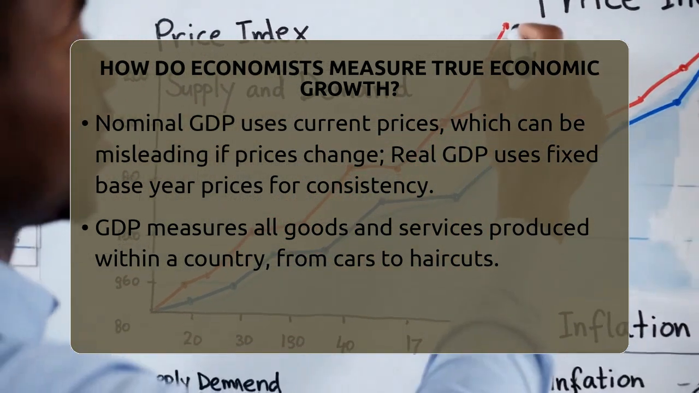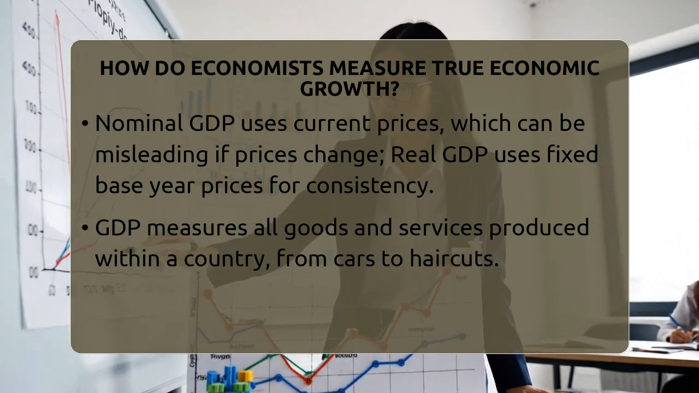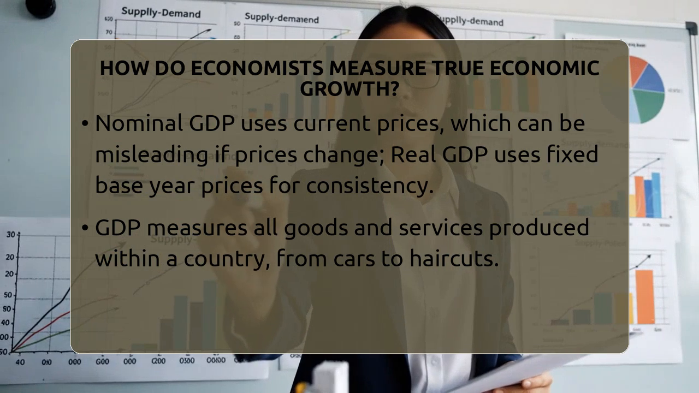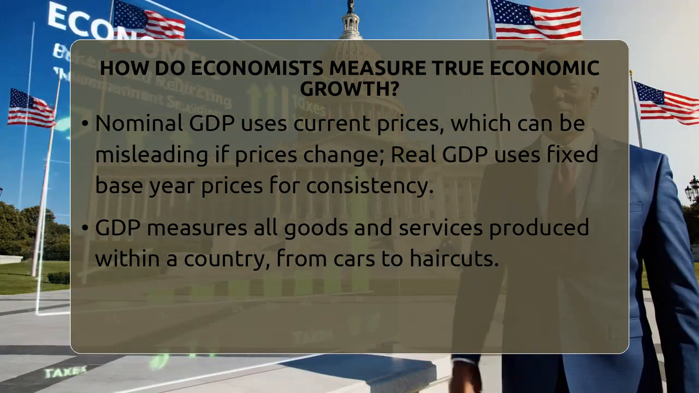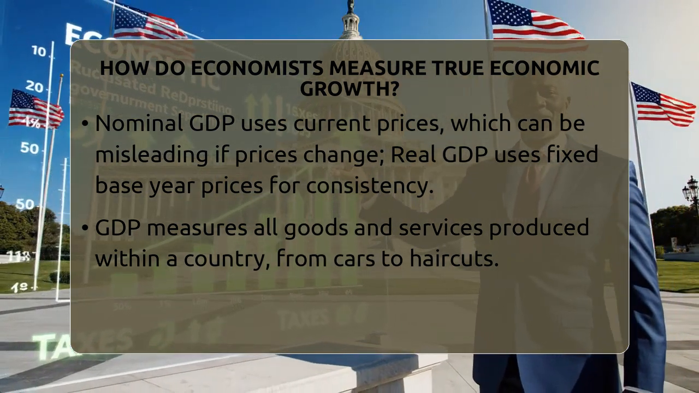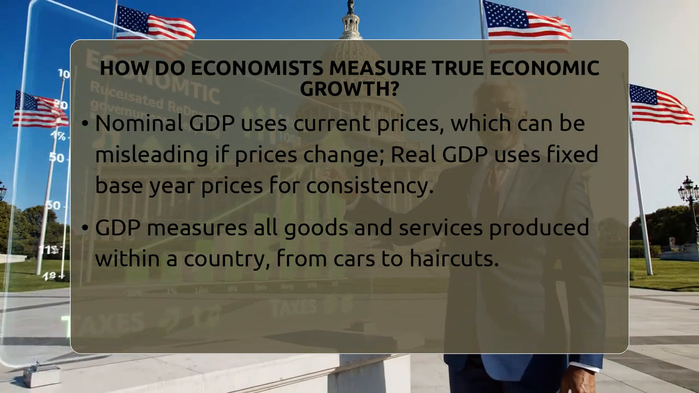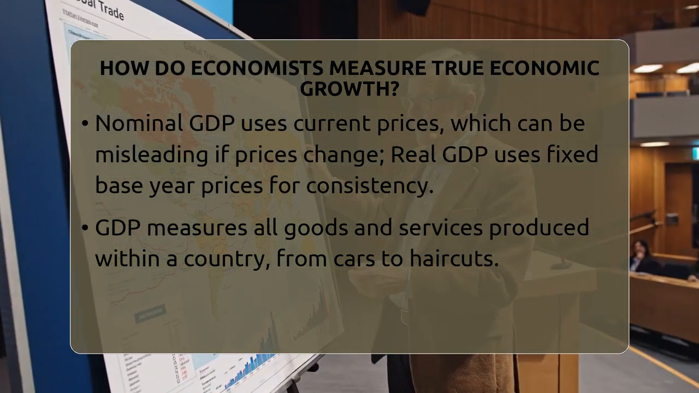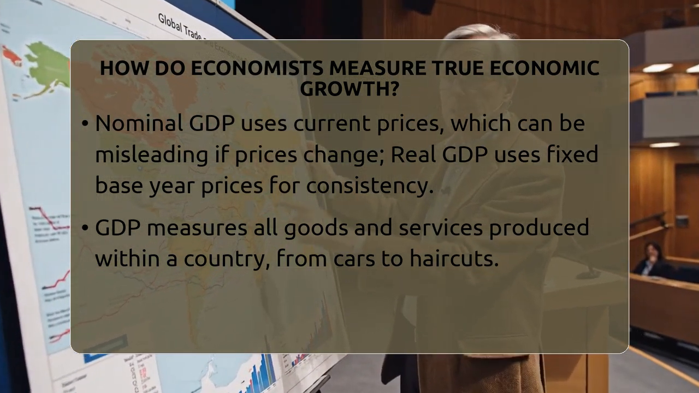To see how growth affects people's lives, economists also look at GDP per capita. This divides the total real GDP by the population size, showing how much the average person might be benefiting from economic growth. If GDP per person is rising, it suggests that living standards are improving.